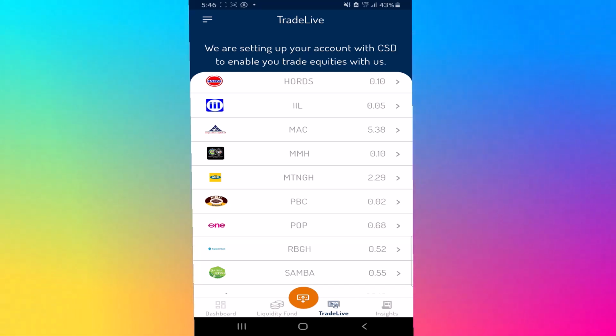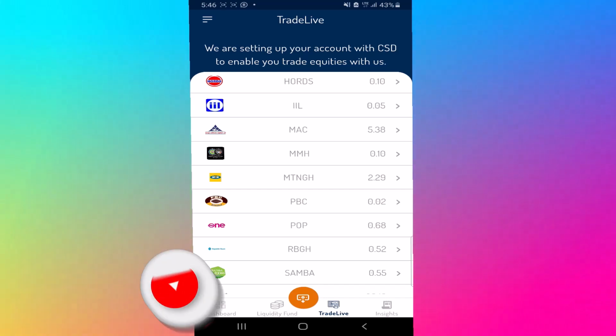So this is the simplest way to buy shares on MTN without any hassles or going to a bank and the like to do so.